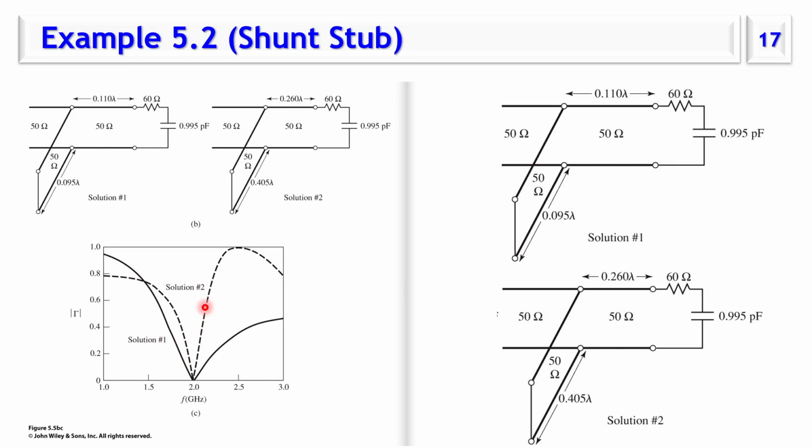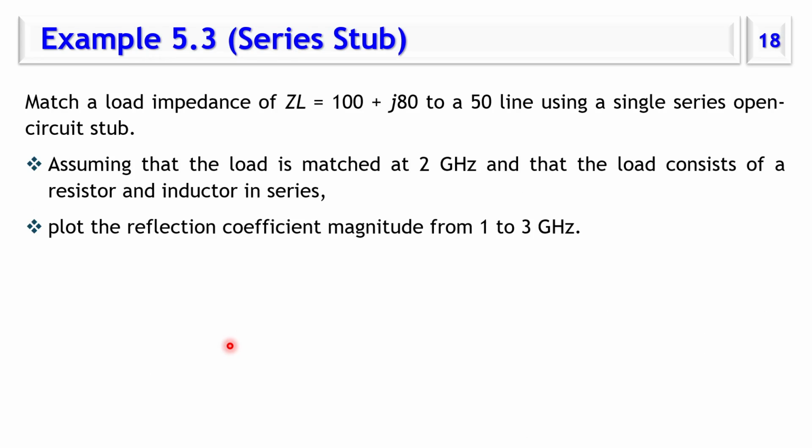And here, this is the behavior of the two possible solutions, solution 1 and solution 2, as a function of frequency with a perfect matching at the center frequency of 2. Depending on the definition of bandwidth, we can find the value.